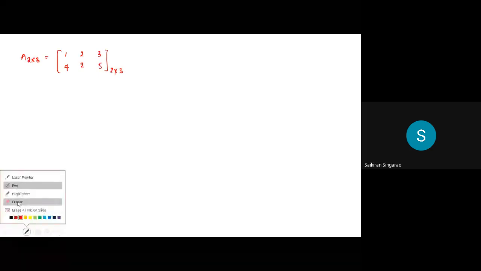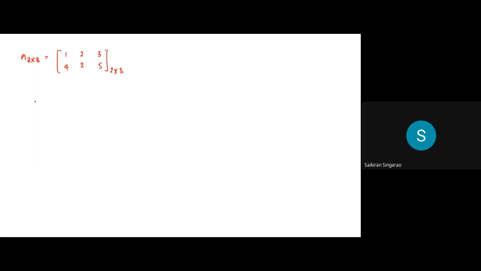It is like this. Let me take A as a 2 cross 3 matrix. Say 1, 2, 3, and 4, 2, 5. What is the order of this? 2 cross 3, right? So I'm saying rank of A is 2. If I'm saying rank of A is 2, what is the meaning of that, sir?